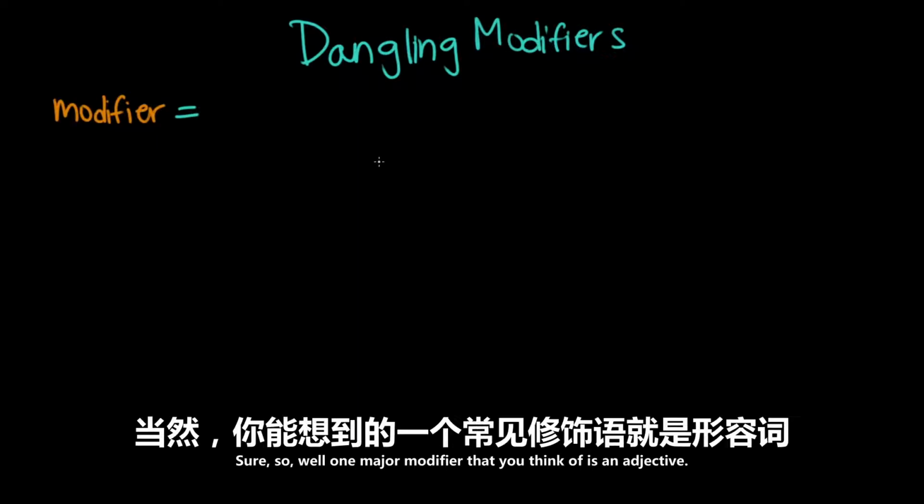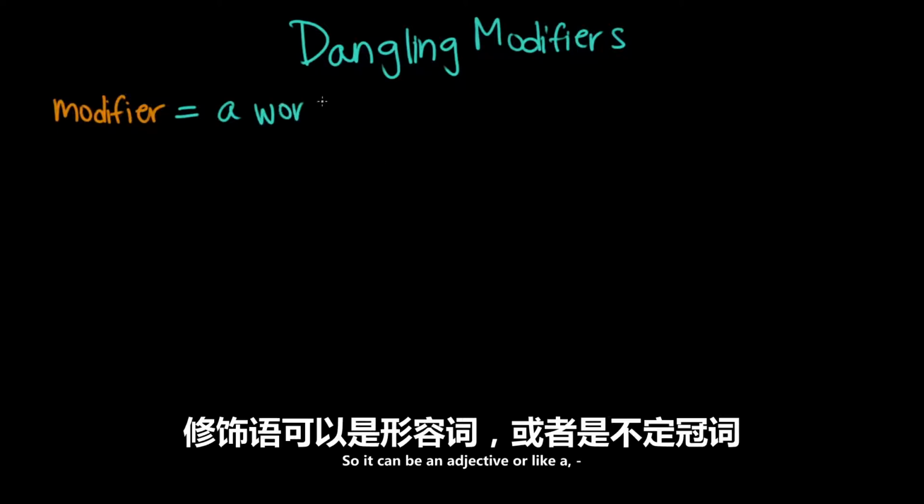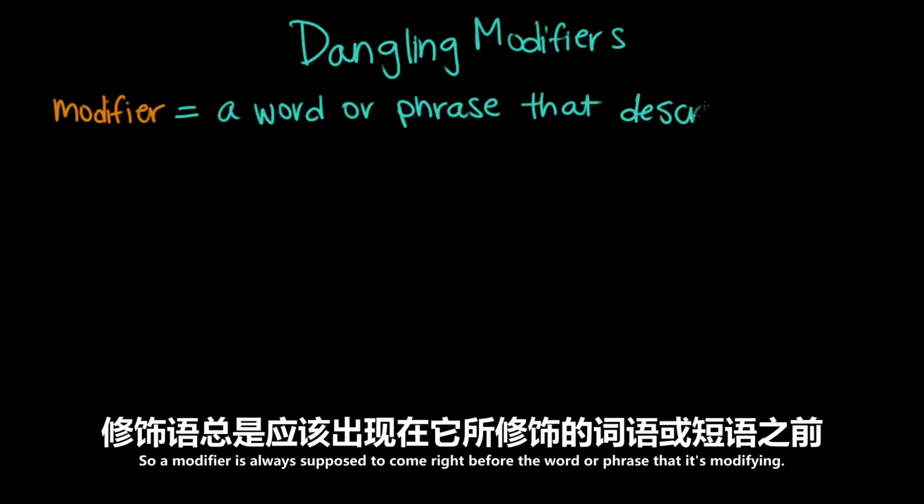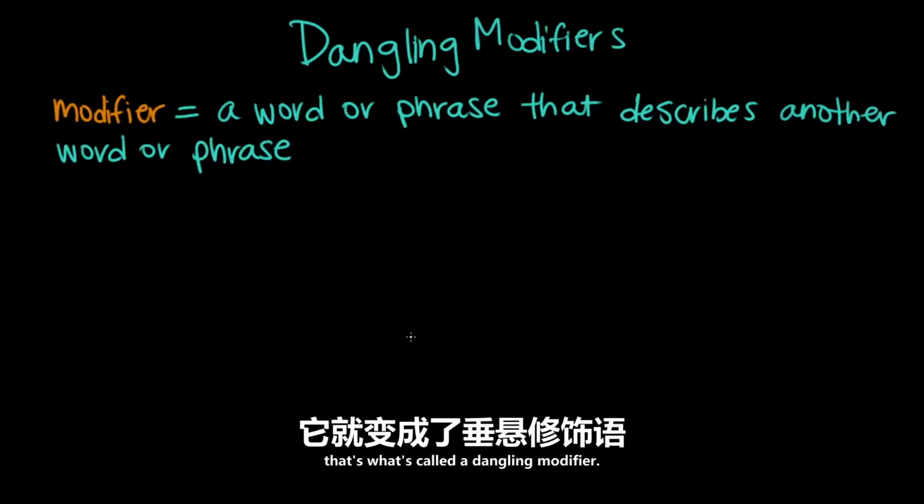Sure. So, one major modifier that you think of is an adjective. A lot of times a modifier is describing something else in the sentence. Right, okay. So it can be an adjective, a phrase, or an adverb too. A modifier is always supposed to come right before the word or phrase that it's modifying. But when it doesn't do that, that's what's called a dangling modifier.